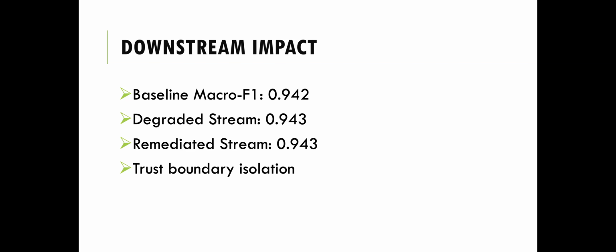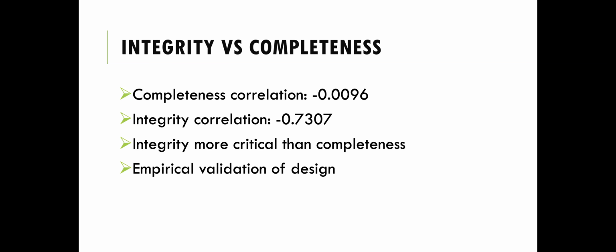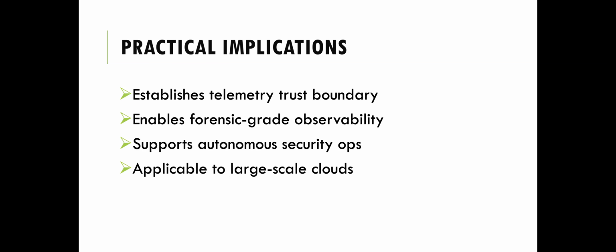Sure. So we have seen how this bad data impacts the downstream ML models, but we haven't observed any major downstream impact. I'll go to the practical implications. Establishing a telemetry trust boundary: if telemetry is not trustworthy, then the underlying analysis, the root cause analysis or forensic analysis, is kind of void.